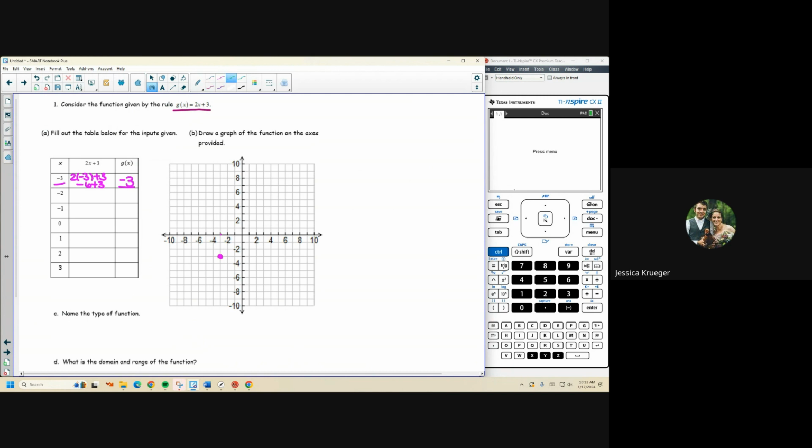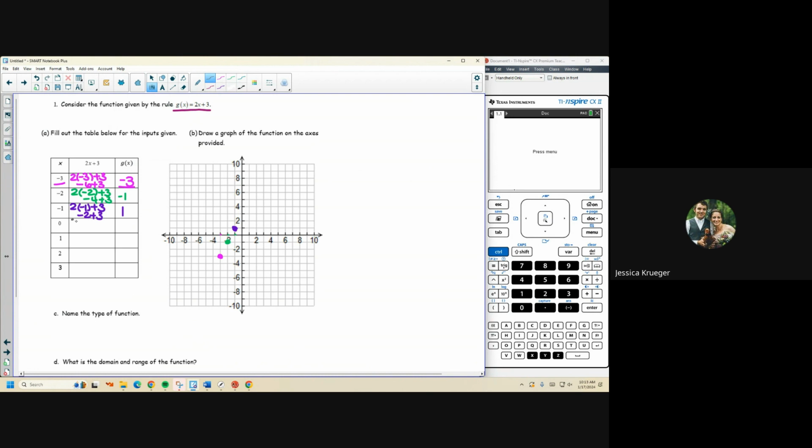My next one is to plug in an x value of -2. So I'm going to do 2 times -2 plus 3. That's -4 plus 3, which is -1. So my next point is -2, -1. So I go backwards 2, down 1. Next x value it asks me to plug in is -1. So 2 times -1 plus 3, -2 plus 3, and that's 1. So I get -1, 1.